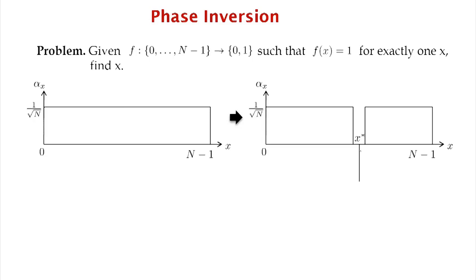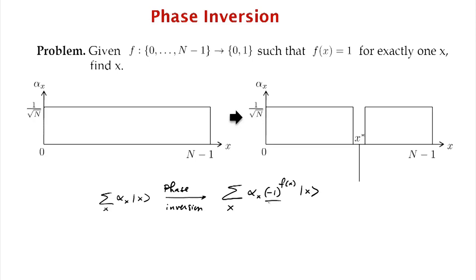Okay, so how do we actually carry this out? What we want to do in a phase inversion is, if we start with a superposition sum over x, alpha x, x, map it to sum over x, alpha x, times minus 1 to the f of x, x. Right? So that's the phase that we want to apply.